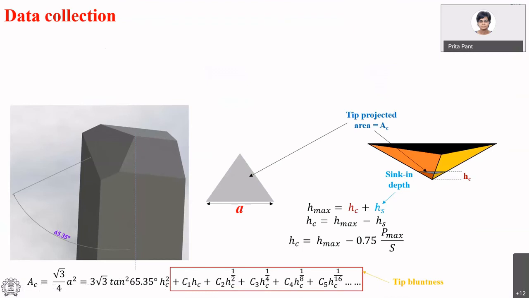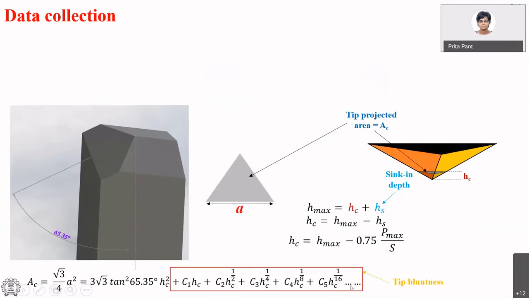The problem is my tip is not a perfect pointy tip. My tip is blunt. And the bluntness keeps changing as I indent more and more. So we need to correct for that. And one of the ways to correct for that is to include these correction terms.